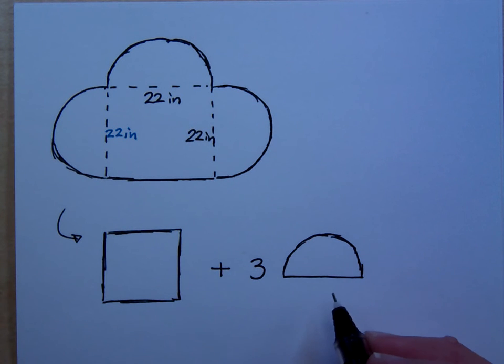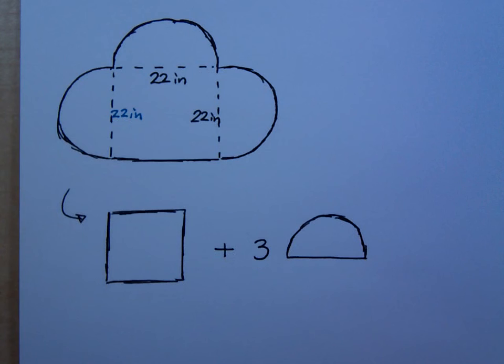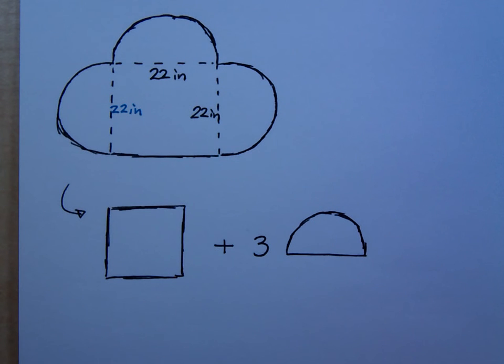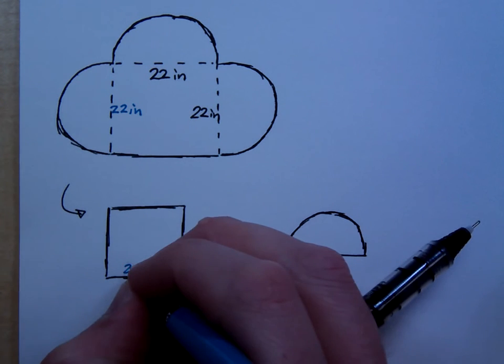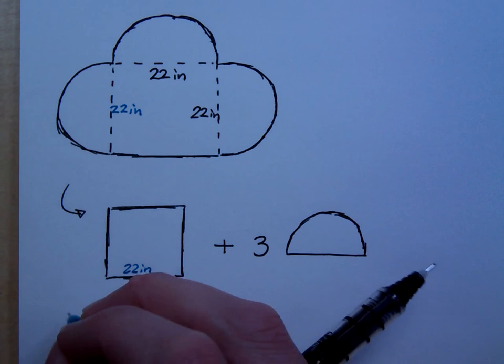So we got three semicircles, right? Now the area for the square is super easy, right? Don't we love areas of squares? Don't shake your head at me. How do you not? What's the area for a square? So this square has a side length of 22 inches. So what's its area?